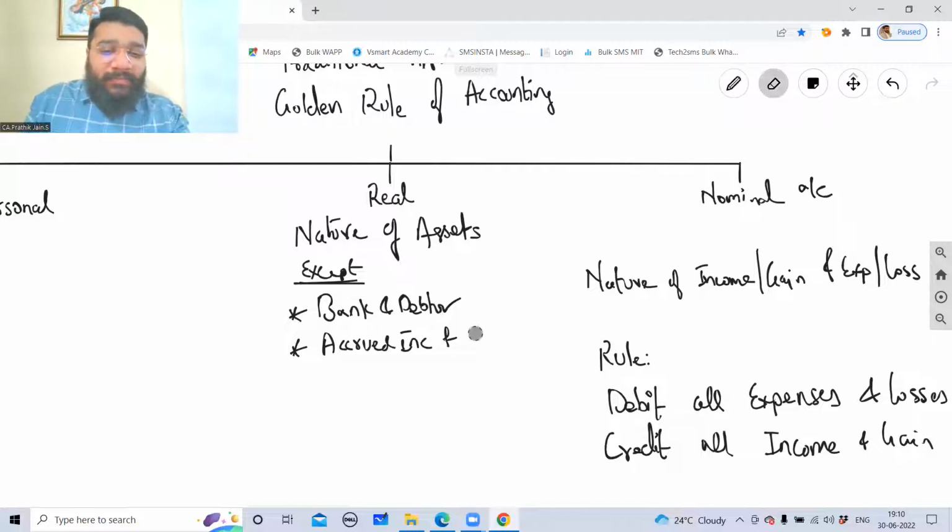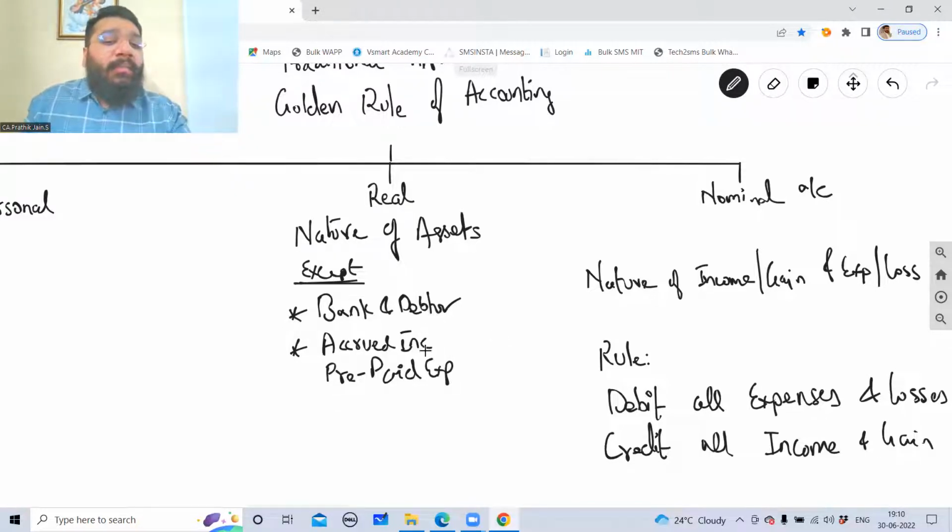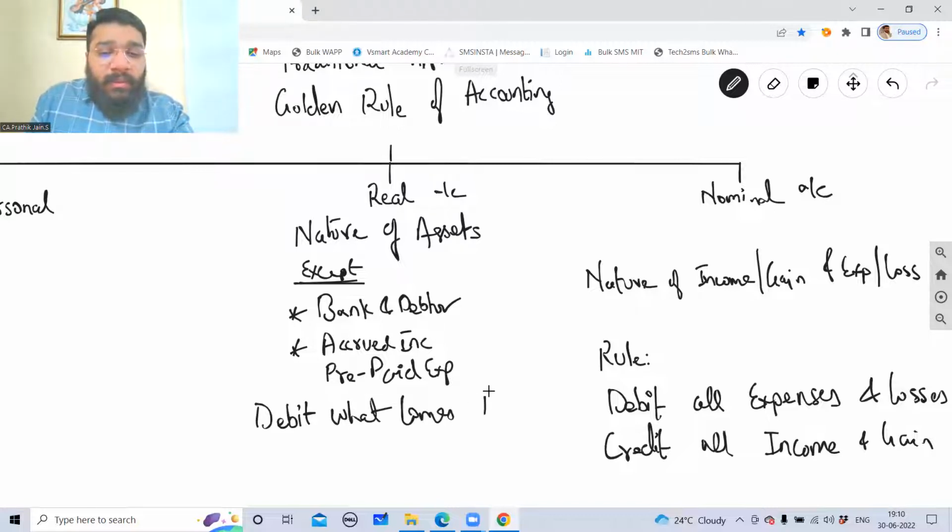Prepaid expenses. So except bank, debtor, accrued income, and prepaid expenses, for every other asset you will look up to the real account, where the rule is debit what comes in. Cash, for example, if I keep on doing sales, cash will keep on coming in. So debit cash as it is coming in. So debit what comes in, credit what goes out.